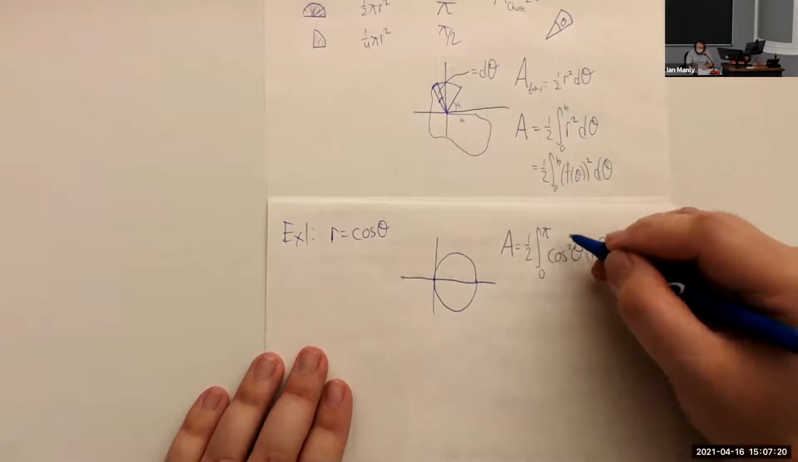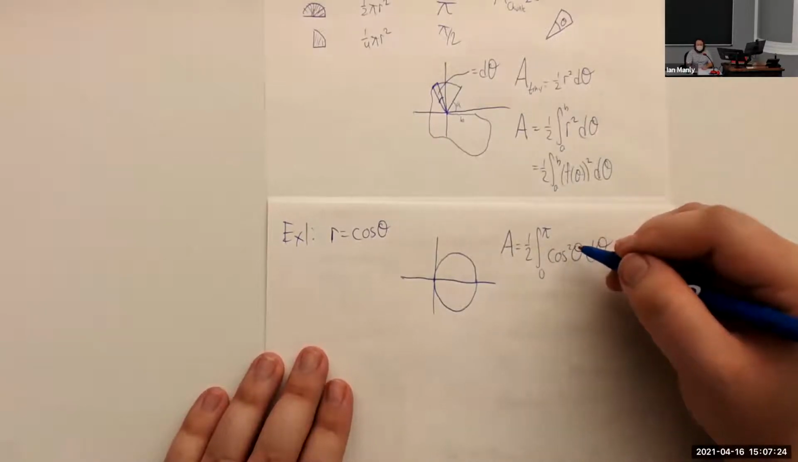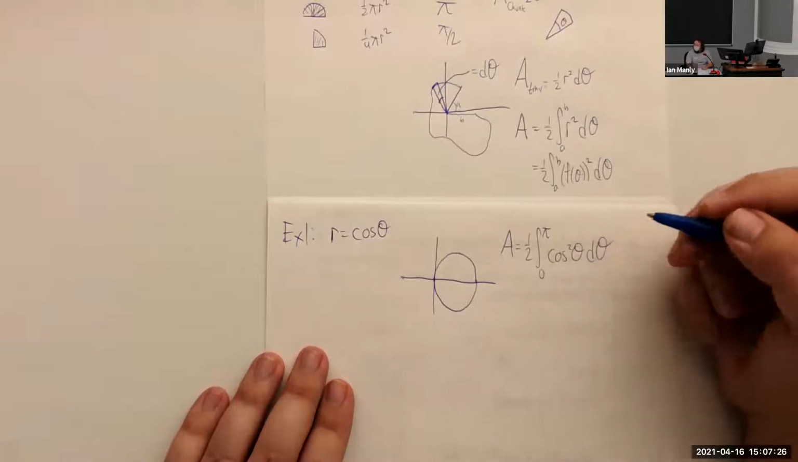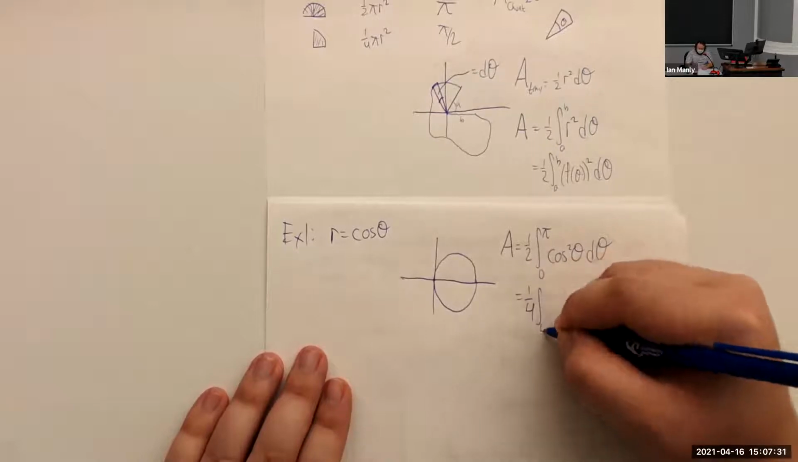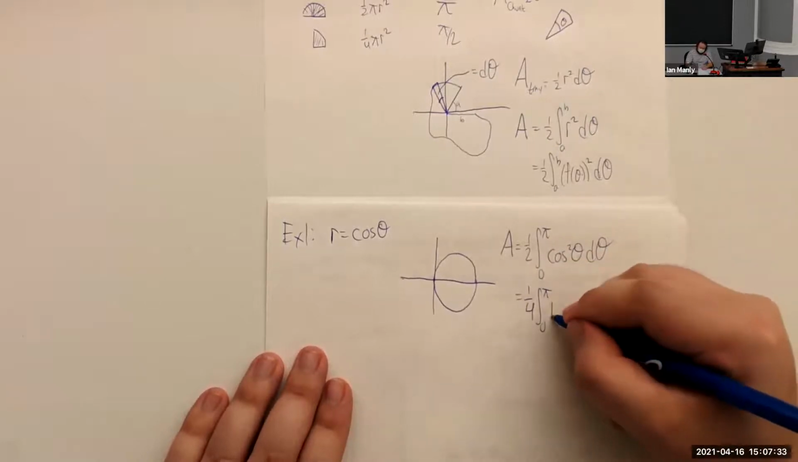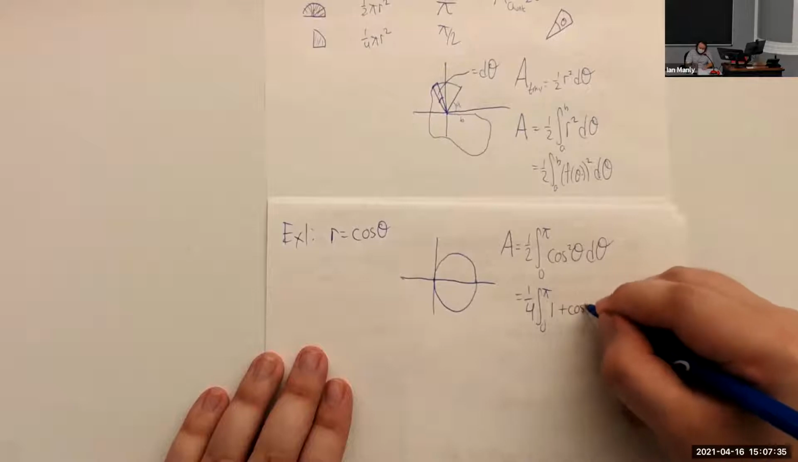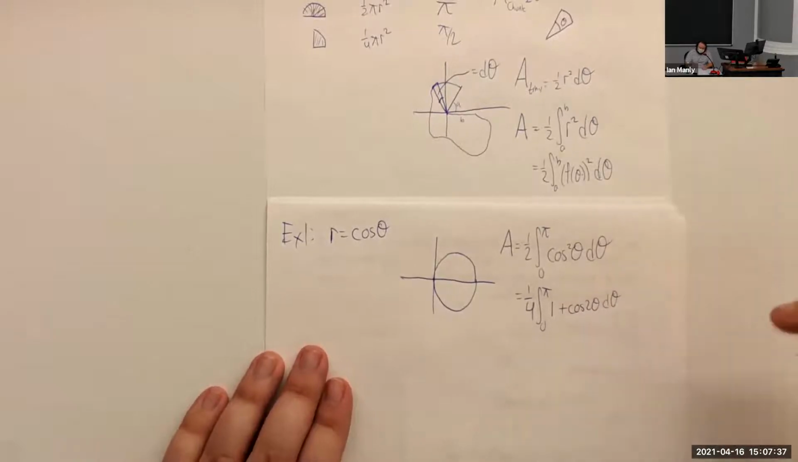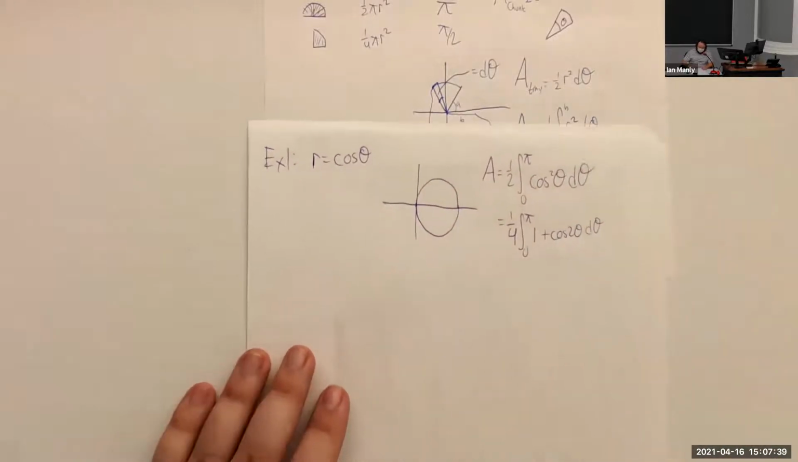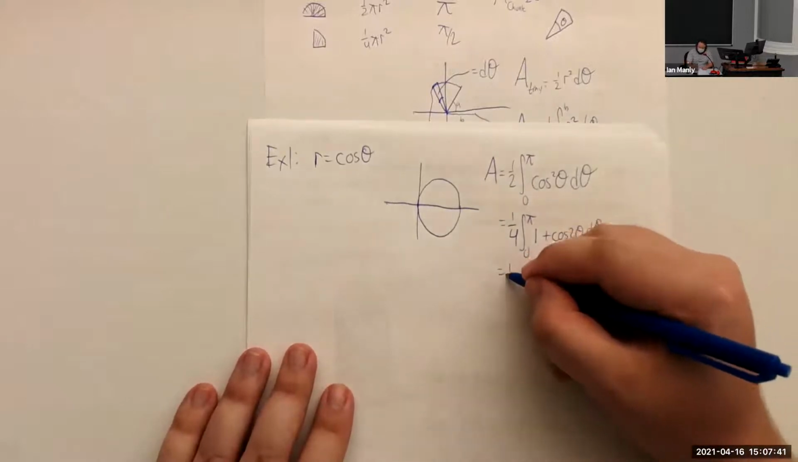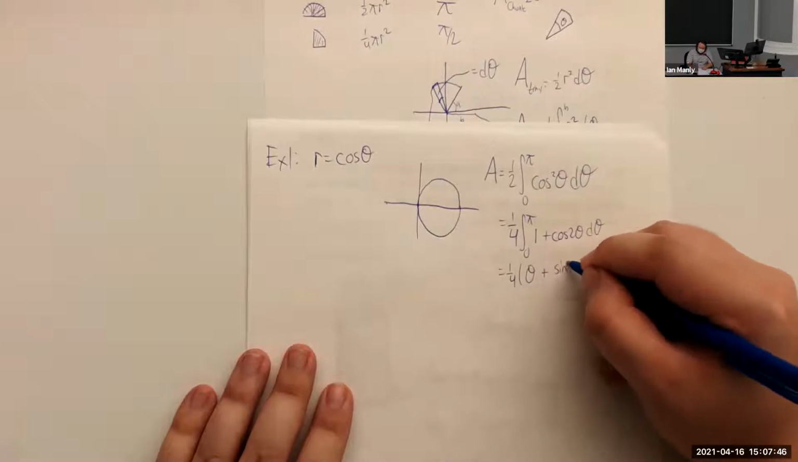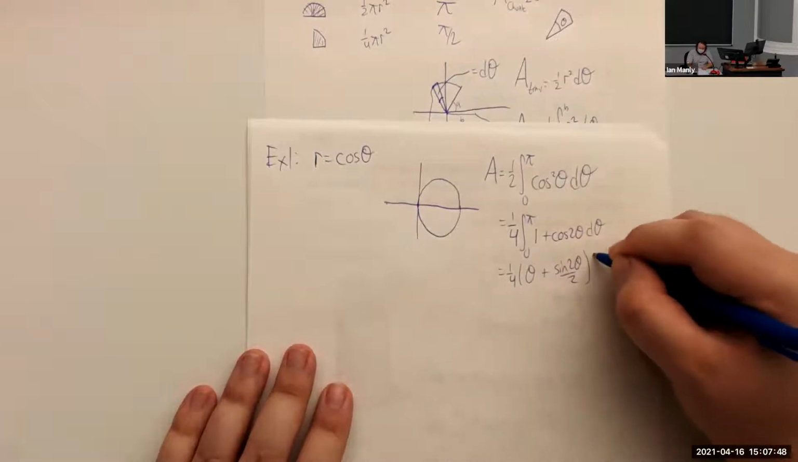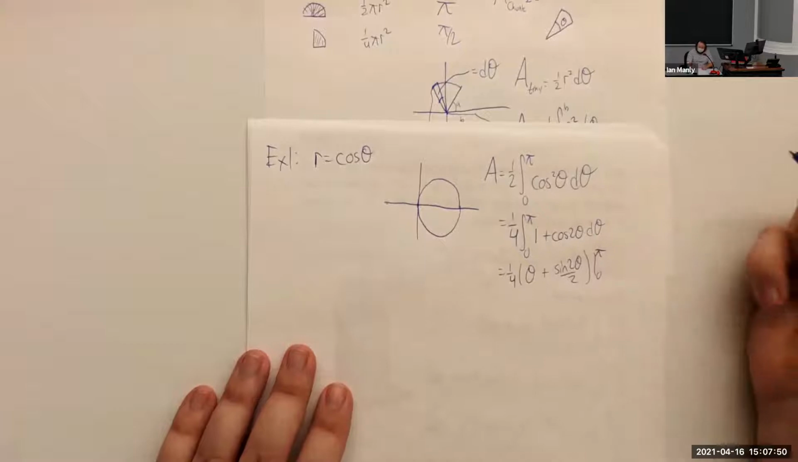All right, now it's been a minute here. Do you guys remember how to integrate cosine squared? We do the half angle identity. That's right. So this is 1/4 the integral from 0 to pi of 1 plus cosine of 2 theta. All right, and then we do this integral, theta plus sine of 2 theta over 2 from 0 to pi.